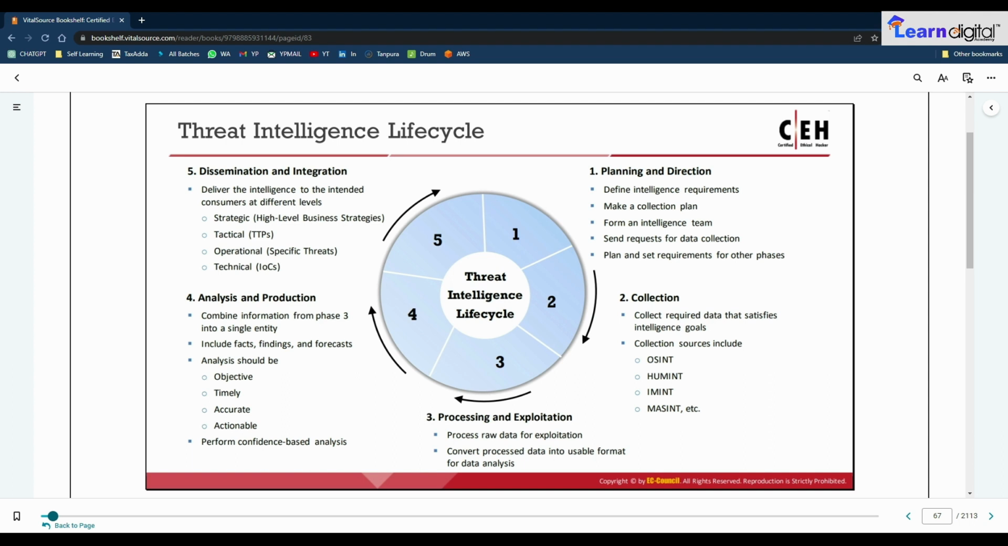The first is planning and direction, right? Obviously the proper plan will be developed based on the strategic intelligence and requirement in the first part. The second is collection, right, where we collect required data that satisfy the intelligence goal. The third, processing and exploitation, where we will process and exploit the attack. Then analysis and production, where we will analyze and produce, or combine the information from phase 3 into a single entity, right? And then the last, five, the dissemination and integration, where you will deliver the intelligence to the intended consumer at different levels. So this is the threat intelligence life cycle.